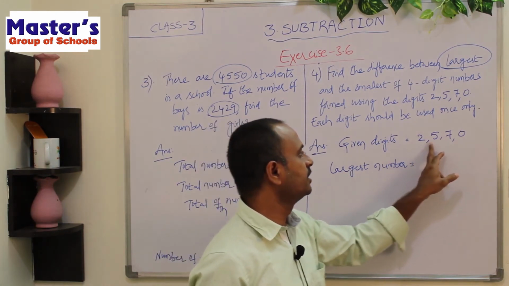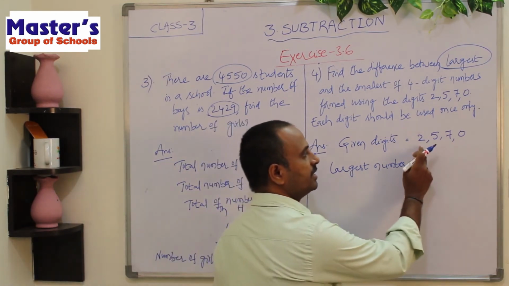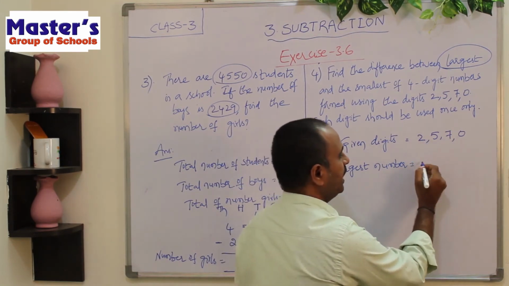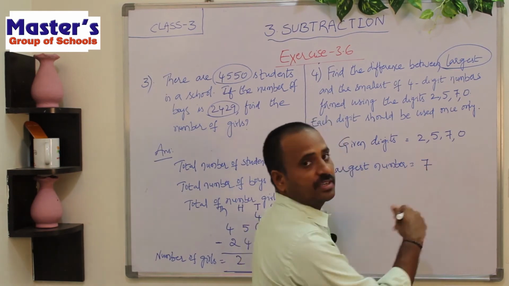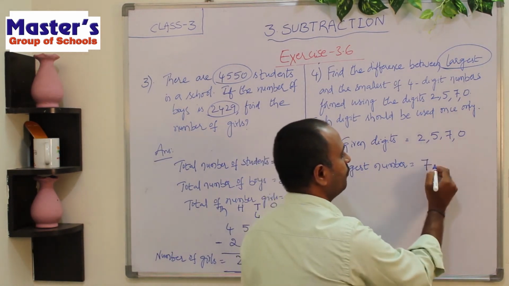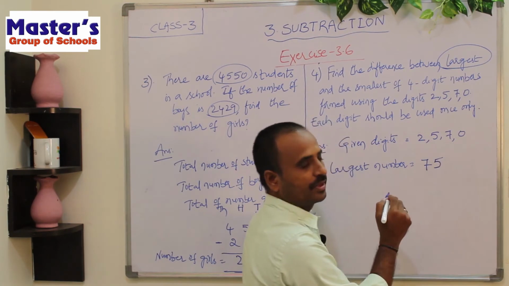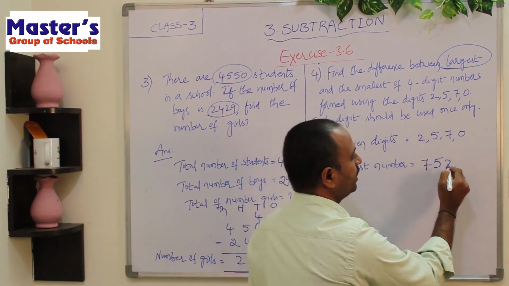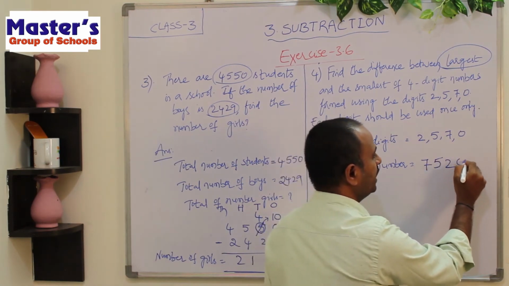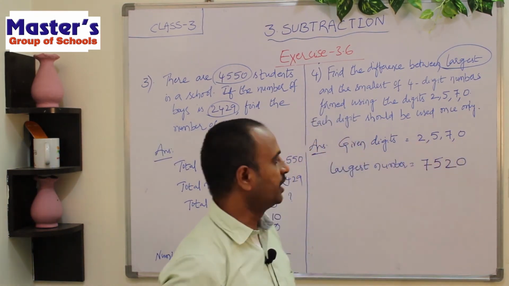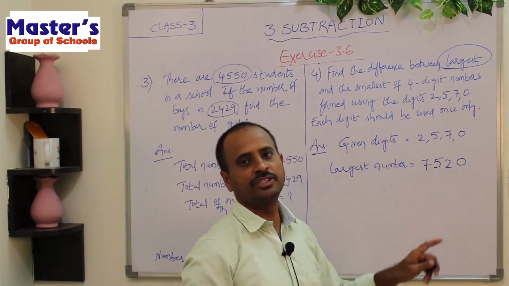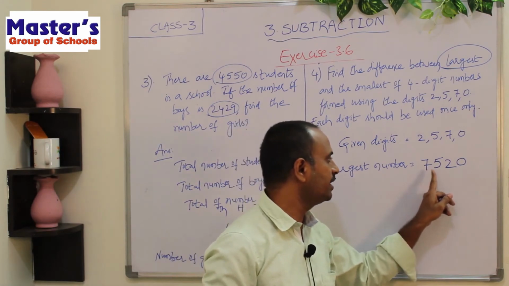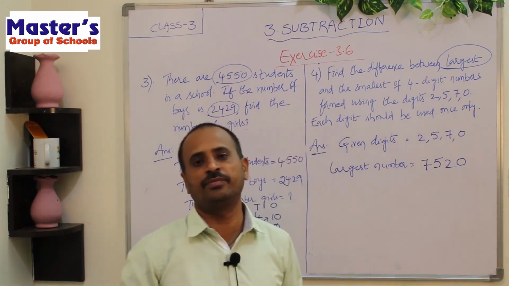What is the greatest digit among these 4 digits? 7. So write 7 first. And after 7, what is the greatest digit? 5. So write 5 next. And after 5, what is the greatest? 2. So write 2. And finally there will be 0. So write 0 at last. So children, this is the largest 4-digit number which is formed by using 4 digits. That is 7520 is the largest number.